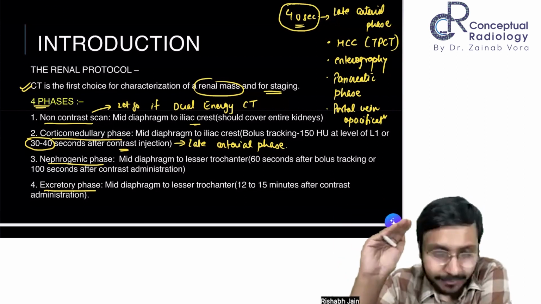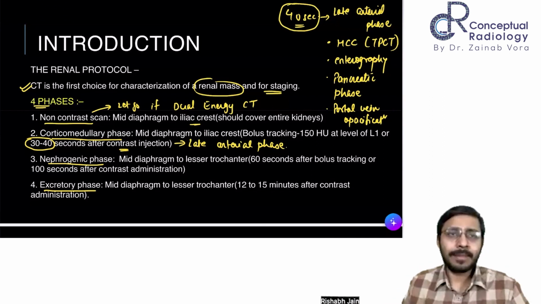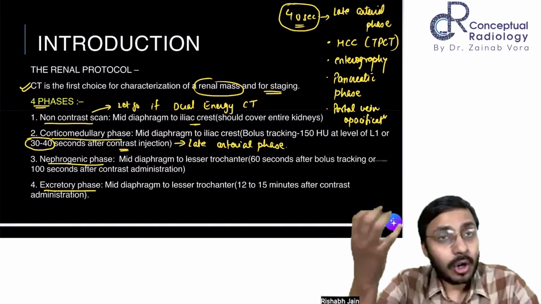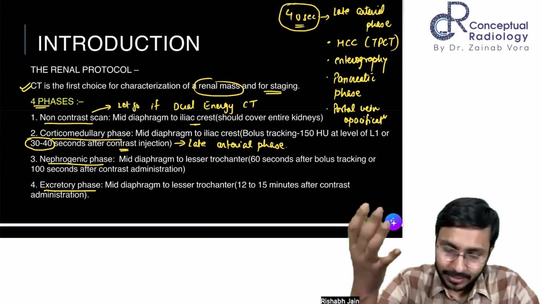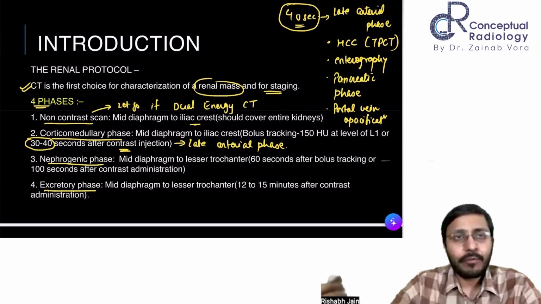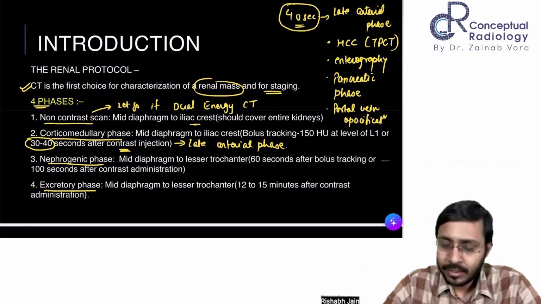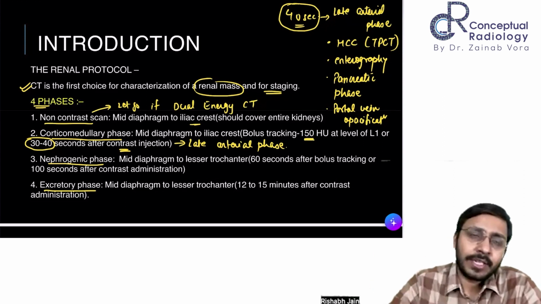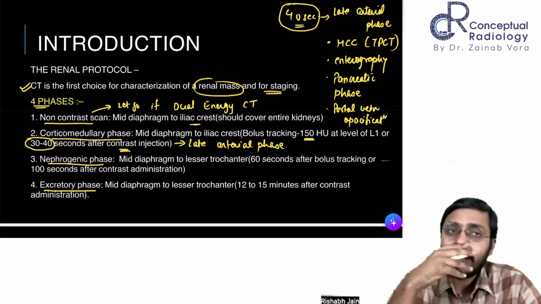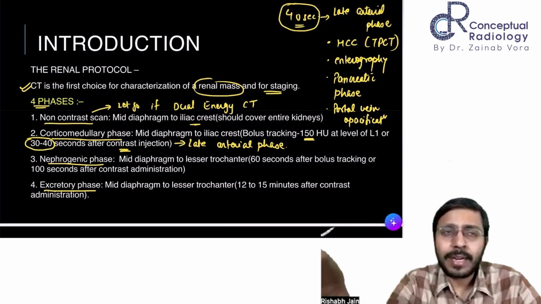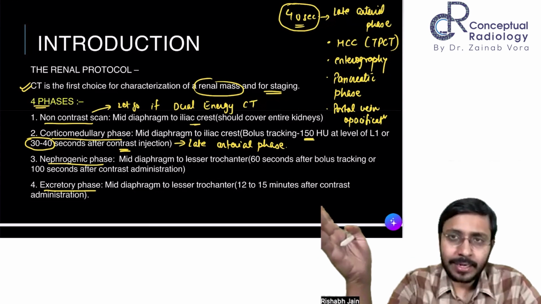Now, the next phase is the nephrographic phase. So what happens in the corticomedullary phase? This is the phase when your renal cortex maximally enhances. It is taken 30 to 40 seconds after contrast injection, or if you're following a bolus tracking technique, whenever the attenuation in the descending aorta reaches 150 HU, your trigger is started, and after a 10-second delay, you can acquire a corticomedullary phase.